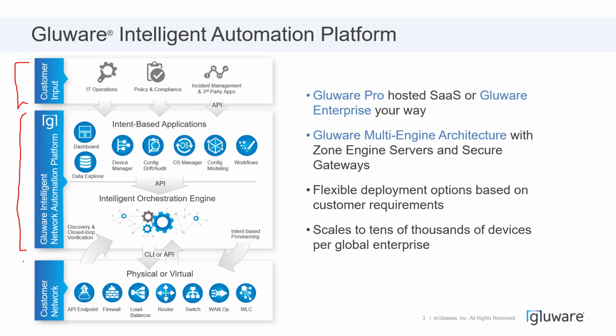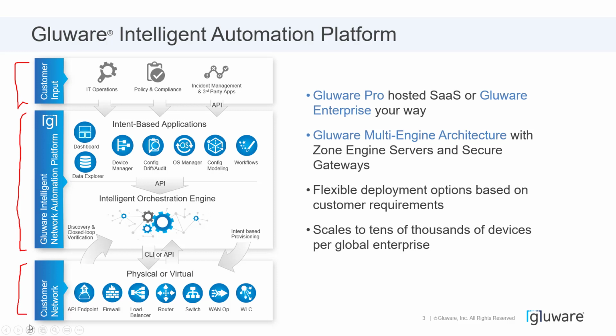In terms of what we automate, when you think of the customer network, I talked about it a little bit already, but we're at 30 plus operating systems. We automate the traditional network, being CLI driven, of routers, switches, load balancers, firewalls, WAN optimizers, wireless LAN controllers, and more, as well as API endpoints, be it SD-WAN controllers like Cisco SD-WAN or Meraki, or API endpoints that are public cloud oriented.